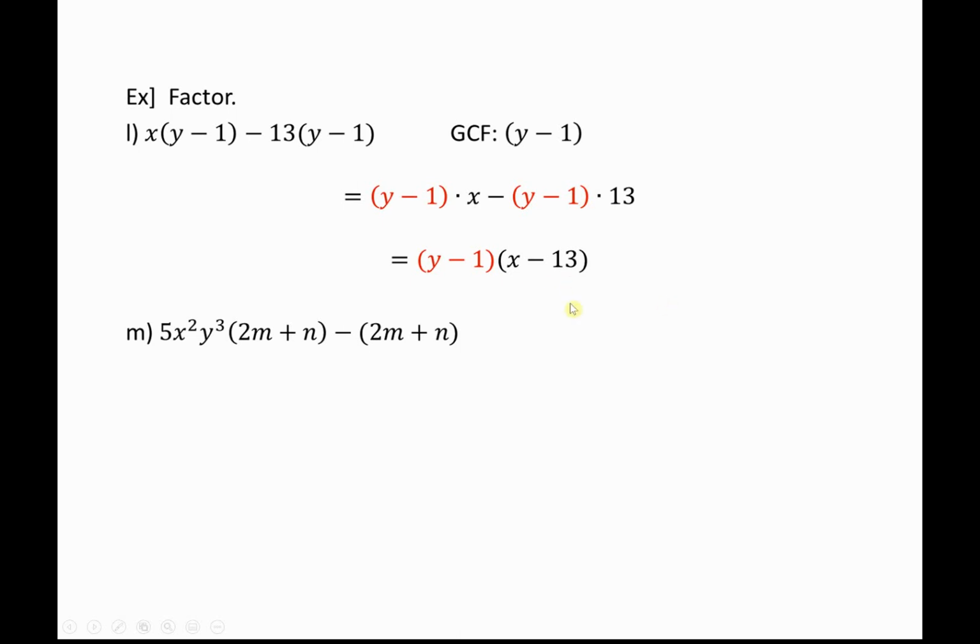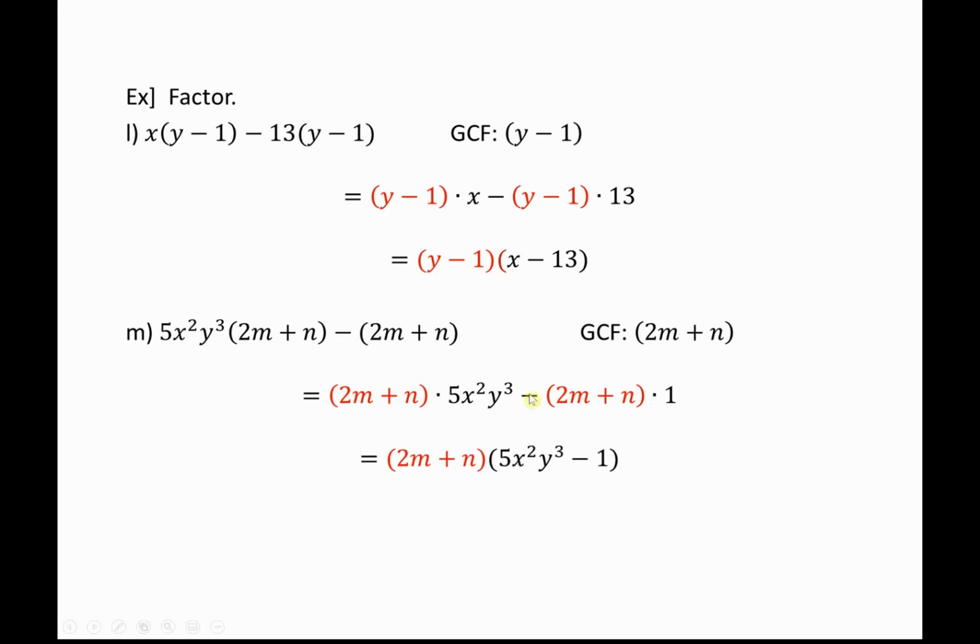Okay, cool. Now in example M here, again, we have a binomial with a common binomial factor. It is the GCF, and so we'll isolate it, pull it out to the front and write the remaining stuff in black in its own set of parentheses, and you have factored that polynomial in example M.